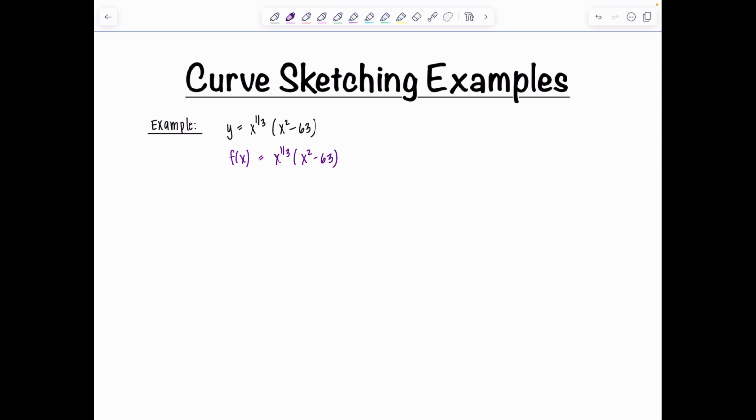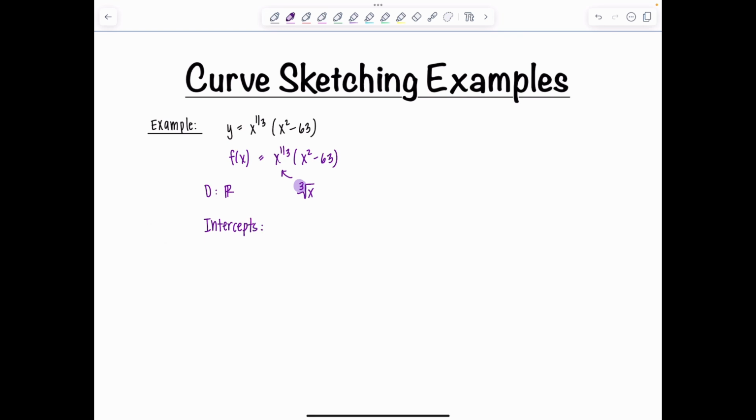The first thing we need to do is identify the domain of our function. Now notice here we have x to the 1/3. That's the same as cube root of x. And anytime the index is odd, then there's no restrictions on the radicand, aka the stuff underneath the radical. It can be negative, it can be positive. You're good. And then x squared minus 63, no restrictions there. So my domain's just all real numbers. How relaxing for us.